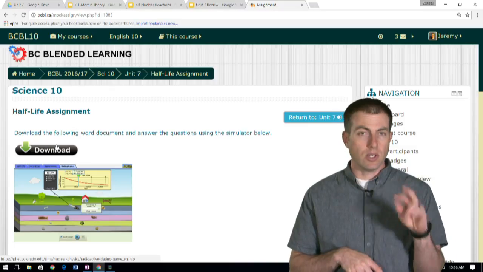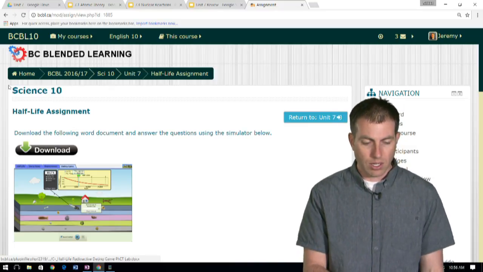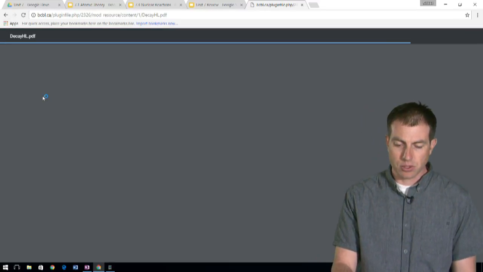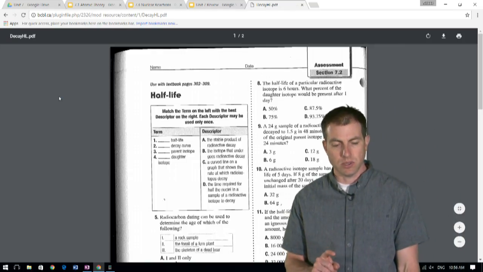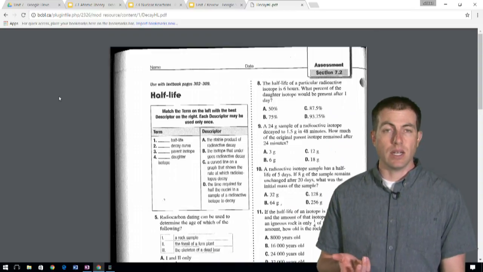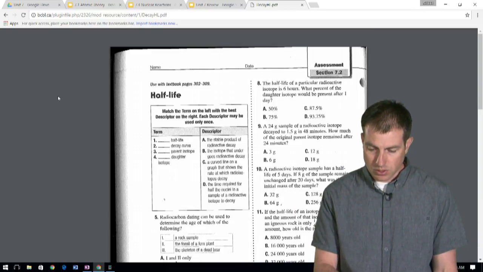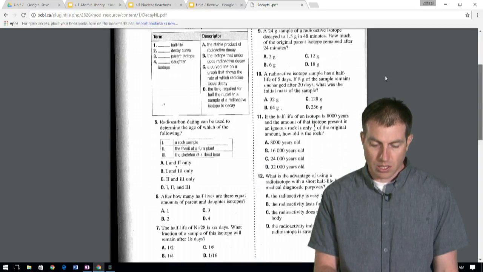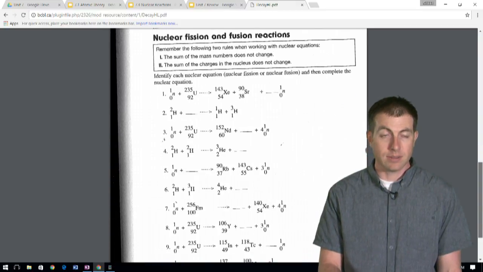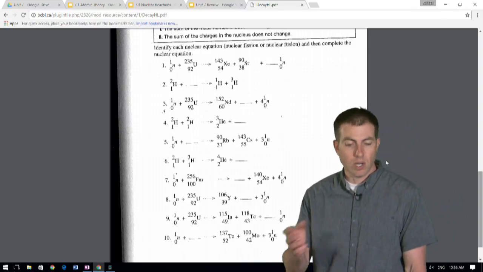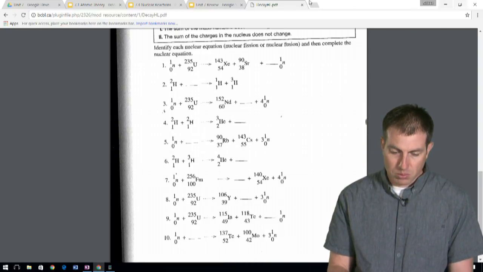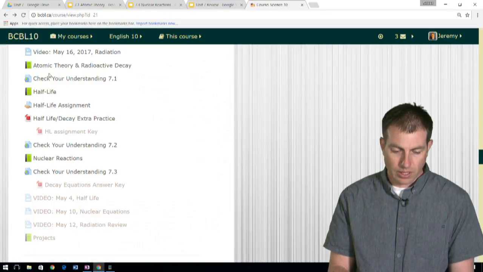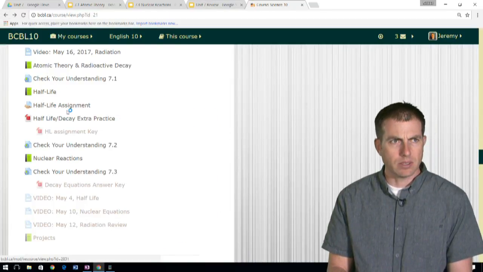If you want to do that, you can, or if you are a Mac user or anyone else for that matter, there's this Half-Life Decay extra practice sheet, and this is what I sent to you guys. If you want to do this instead of the lab activity, it's like a practice quiz that has 12 questions and then some decay equations. You can do that instead. So that's your choice. You can do either one you want, and both can be handed in to the same spot, the Half-Life assignment.